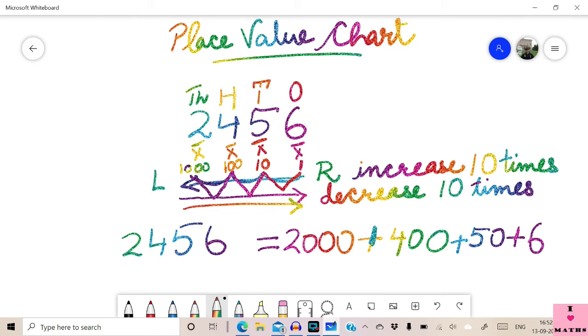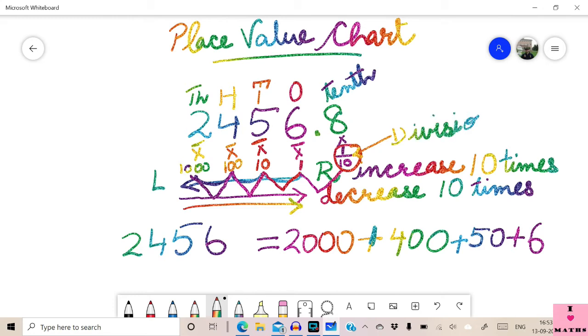Now when we have a decimal, and suppose we have a digit 8 here, this 8 will be at the 10th place, and we will multiply it by 1 upon 10. It means from the 1's place, we have gone to 1 upon 10. 1 divided by 10. This is the division bar, and we studied about the division bar when we were studying fractions.